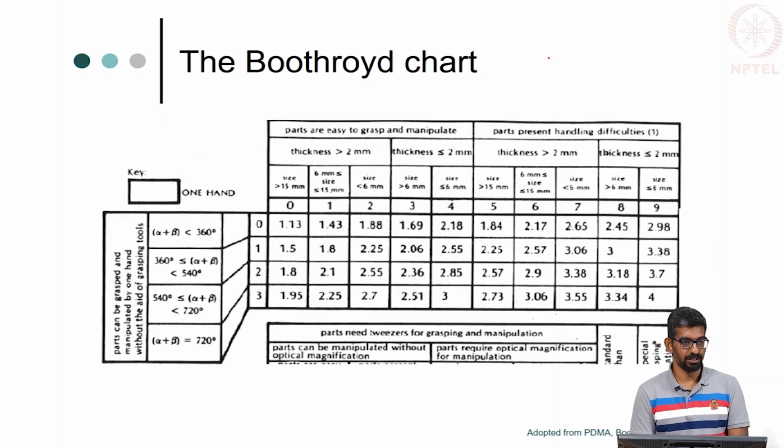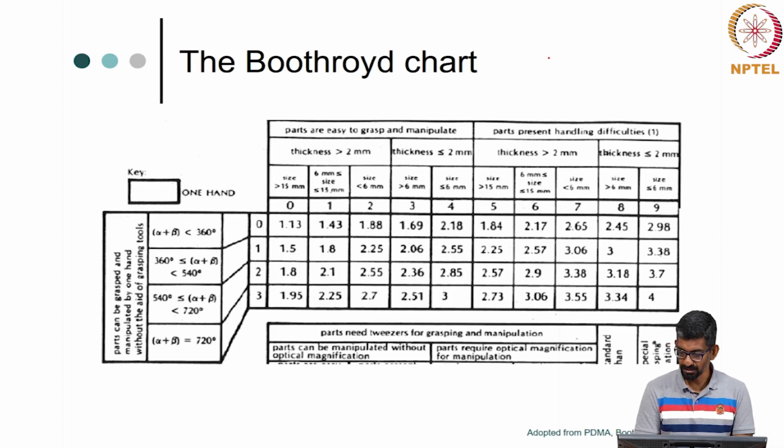This is what the Boothroyd chart says. So, it says you can analyze a particular assembly based on your alpha symmetry, your thickness and all that. There is some scheme that they give you, a 2-digit code that you need to look at, and finally it will give you the time and all that. I will just take you through this.